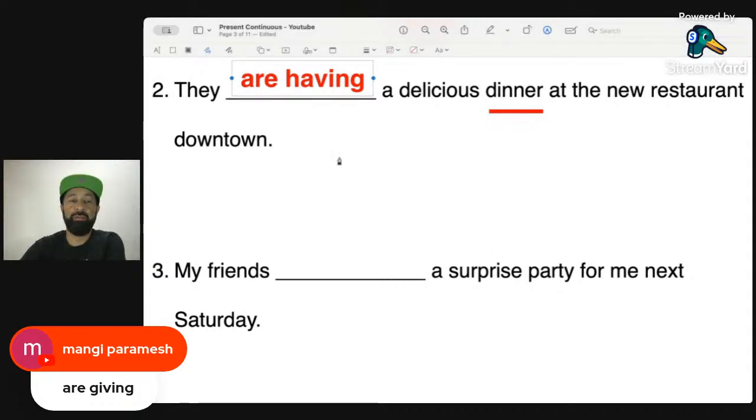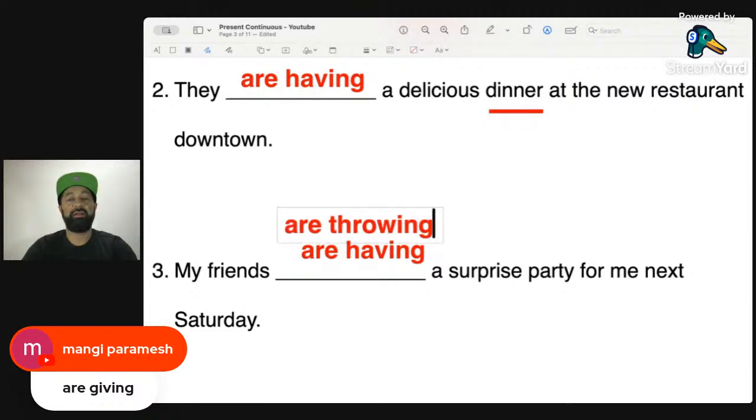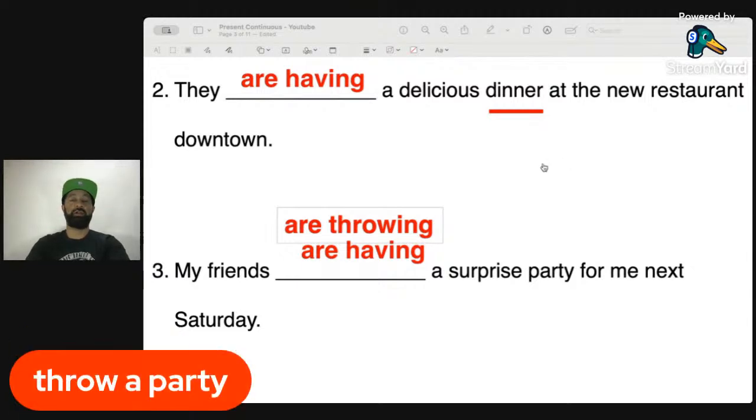Now, one verb that I would say, easiest one, my friends are having a surprise party for me next Saturday. Okay. The other one that I really like, I think it's also really common, is my friends are throwing a surprise party for me next Saturday. So the combination of have a party or throw a party is very common. Okay, so I want you to try to remember throw a party, or have a party.